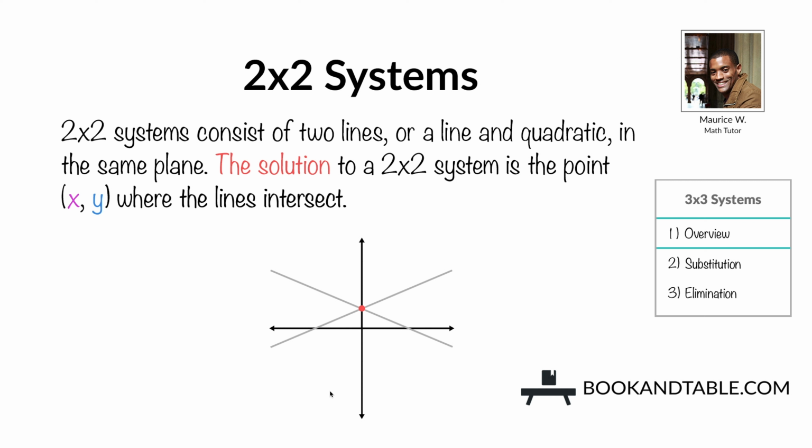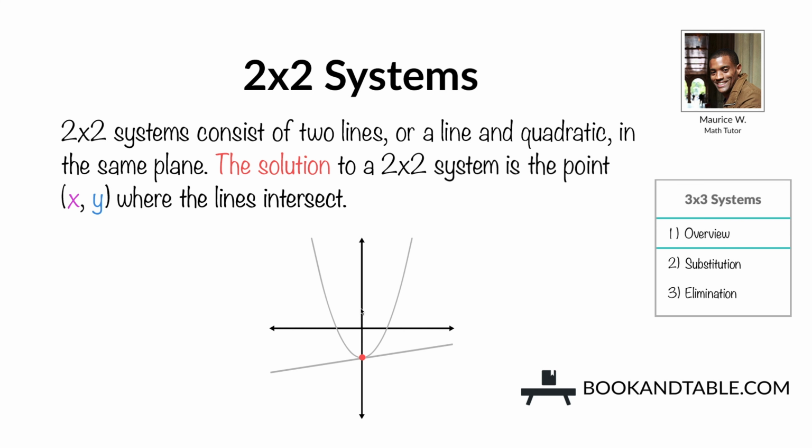So let's begin by reviewing 2x2 systems. 2x2 systems consist of two lines, or a line and a quadratic in the same plane. The solution to a 2x2 system is the point, or the xy coordinate, where the lines intersect. So we have a two-dimensional plane here, our x and y axes, and we have two lines that have a solution here, the point where they intersect.